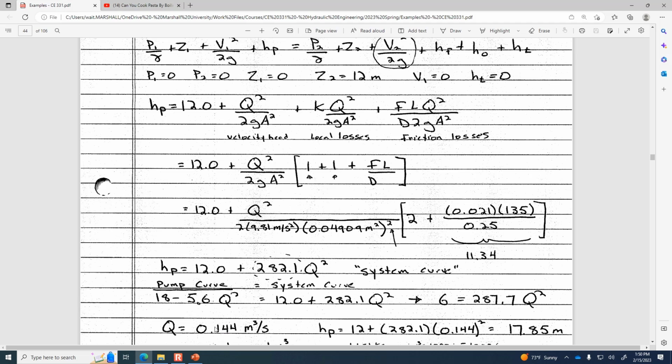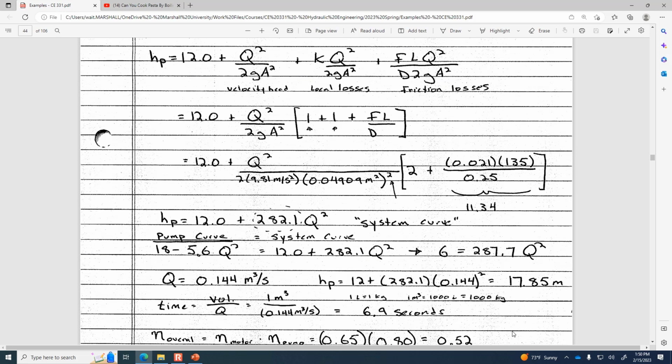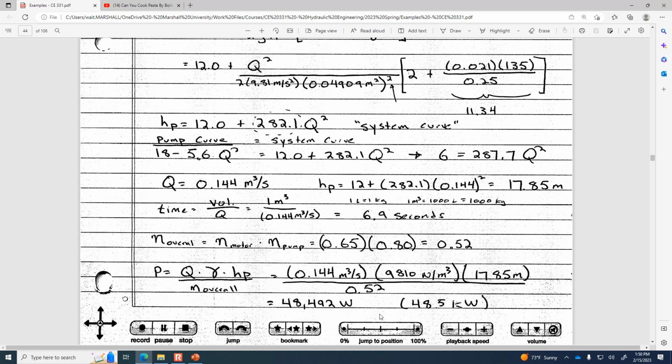So here, for a flow rate of 0.144 cubic meters per second, I've calculated how much pump head is being added. It's adding 17.85 meters of head to the system. And then as to how long it would take to pump a cubic meter, that would be around 7 seconds, so 6.9 seconds. Then the last thing that I took into account is the overall system efficiency of 52%, which is what's going to go in the denominator of the power equation, which has the flow rate, the unit weight of the water, and the pump head.